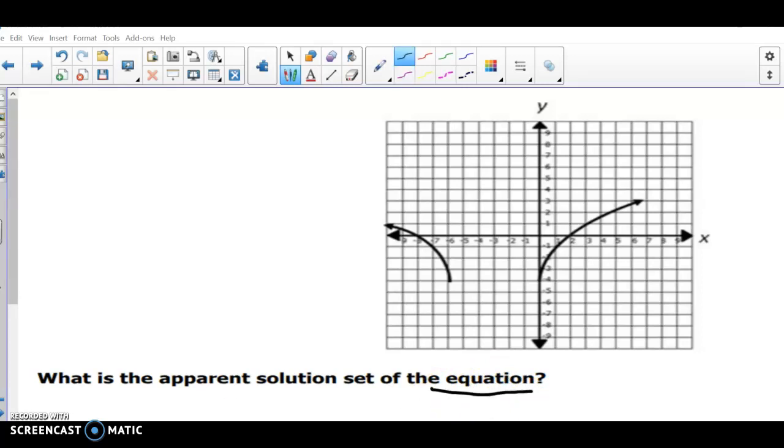Because this says of the equation, it's not two, so you're not looking for where they intersect. You are looking for where they cross your x-axis. So they cross here at -8 and +2.